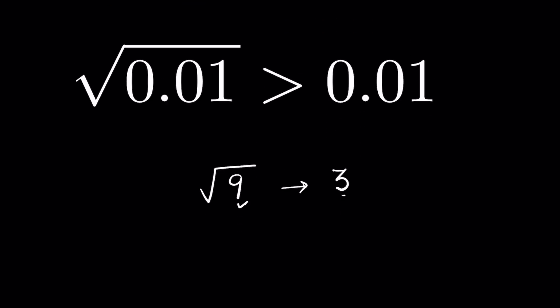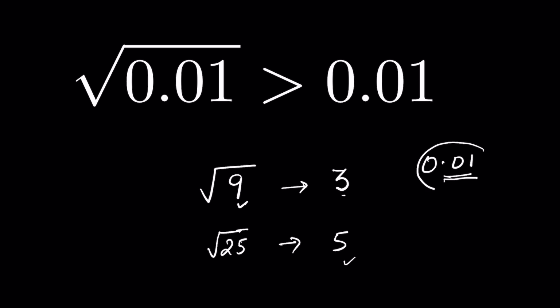If you find square root of 25, it is 5. 5 is smaller than 25, obviously. So as per this rule, square root of 0.01 should be less than the number itself, that is 0.01. But whenever we have to find the square root of a decimal number, the result is bigger than the number itself. So this statement is true. Square root of 0.01 is bigger than 0.01.